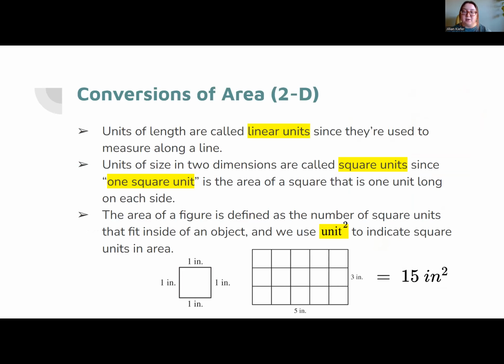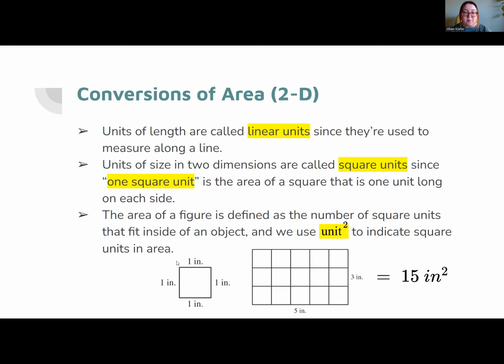So conversions of area in 2-dimension, 2D. We say units of length are called linear units since they're used to measure along a line. So units of size in 2-dimension are called square units since 1 square unit is the area of a square that is 1 unit long on each side. So the area of a figure is defined as the number of square units that fit inside of that object, and we use unit squared to indicate those square units in area. So whatever your unit is, centimeters, inches, feet, miles, anything like that, it will be squared.